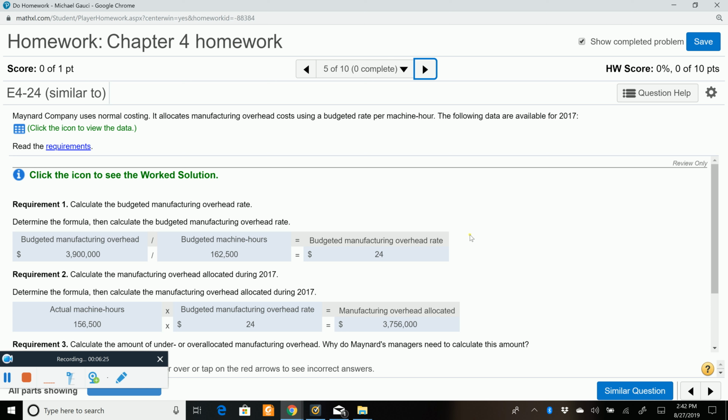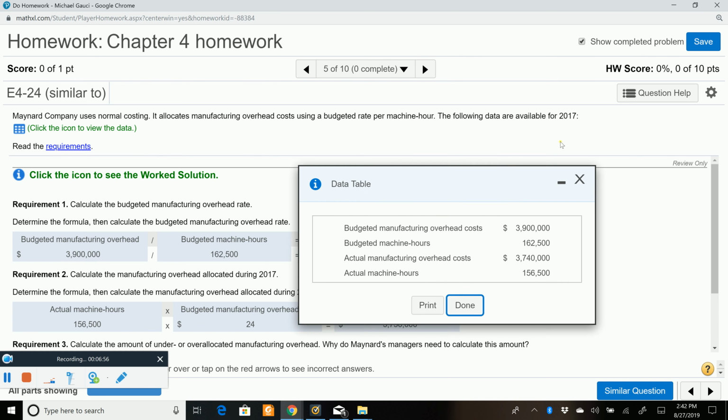All right, we have a company here, Maynard Company. They use normal costing. Normal job costing, basically what this means is in order to apply overhead to the WIP inventory during the year, we use a predetermined overhead rate that is based on budgeted overhead, not actual overhead itself. Okay, so what are we given?